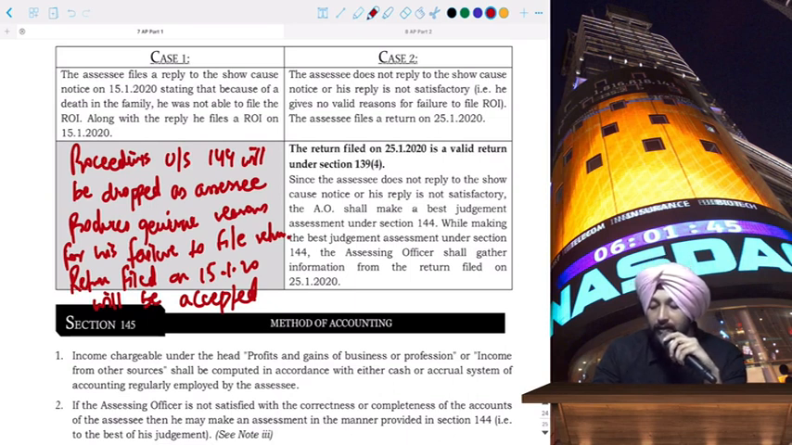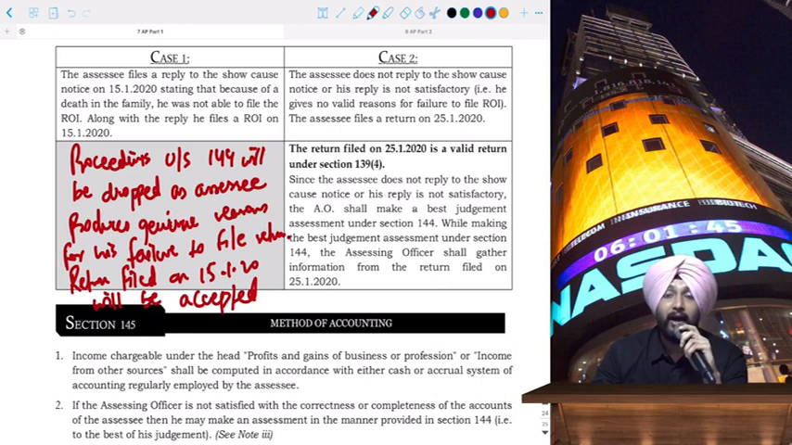Second case, the SSC does not reply to the show cause notice or his reply is not satisfactory. That is, he gives no valid reasons for failure to file return of income. The SSC files a return of income on 25th January. What will happen? Is the return valid in the first place? The answer is yes, the return is valid because it is filed within the end of the assessment year. So it is a belated return and it is a valid return.